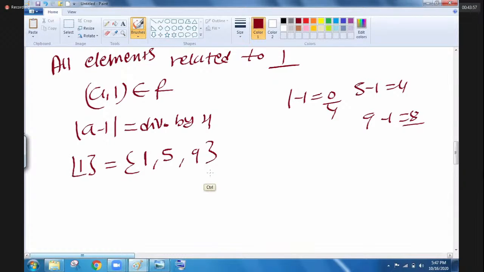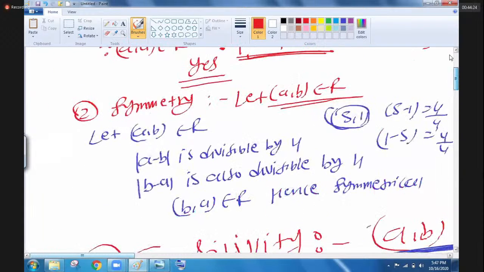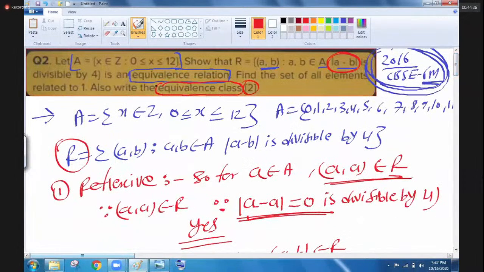Can you think of any other value which can be related to 1? No, 0. 0 minus 1 is minus 1, and that is not divisible by 4, dear. Are you getting my point? 0 will not come because 1 is not divisible by 4. Okay. So you might be thinking, sir, they are asking one more thing. Also write the equivalence class of 2.